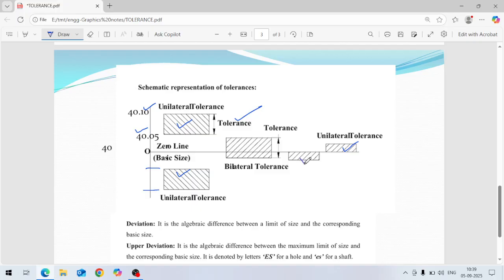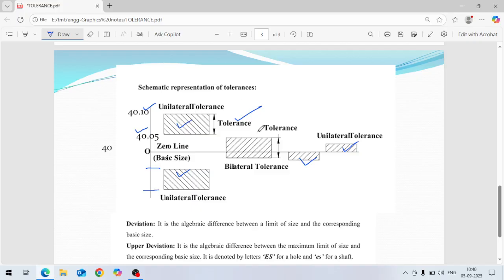And this case is also unilateral tolerance. How is it unilateral? Because one size is 40.00 and the other size is 39.95, say. So it is on the minus side, 0 and minus. Both limits are there. One limit is 40.00, the other limit is 39.95. So here also it is a case of unilateral tolerance. This is also unilateral, this is also unilateral, this is also unilateral, and this is also unilateral. I think it may be clear to you.